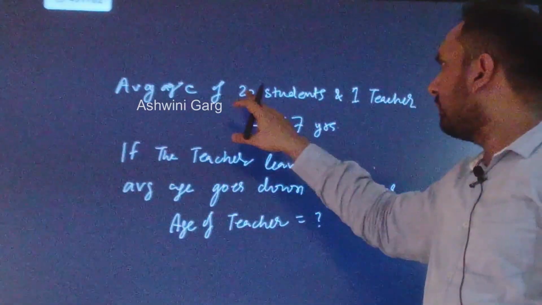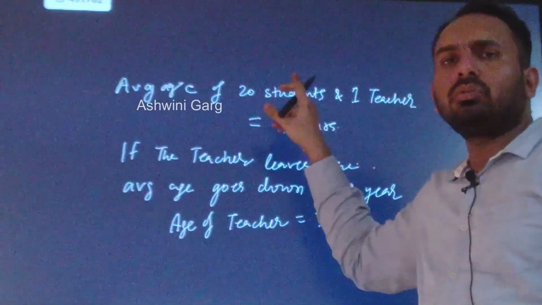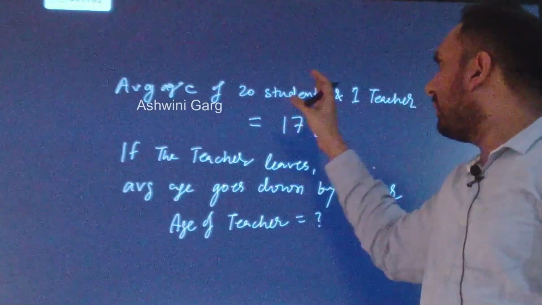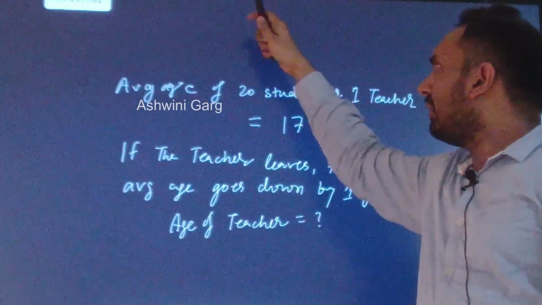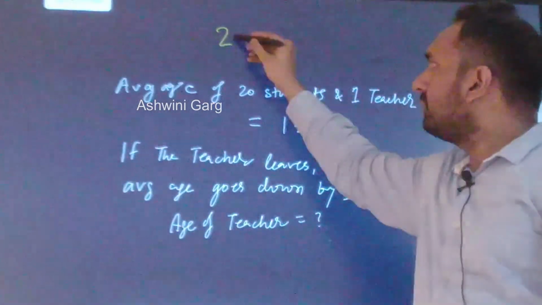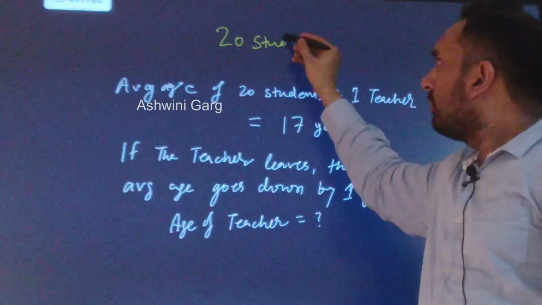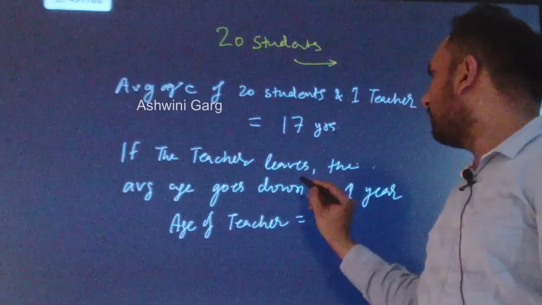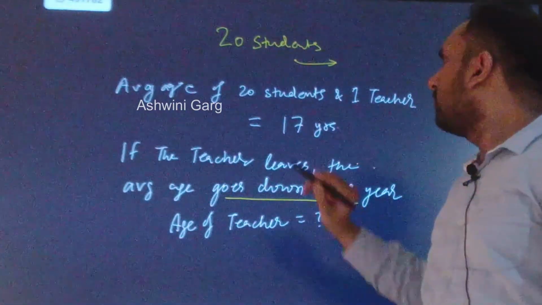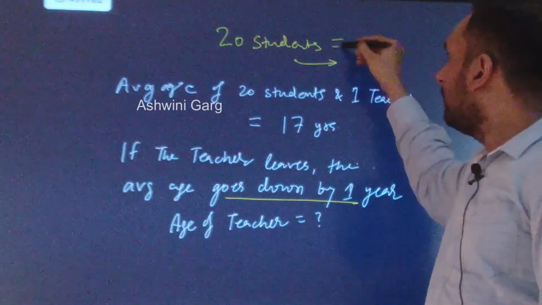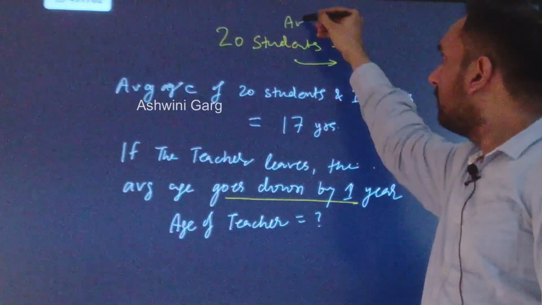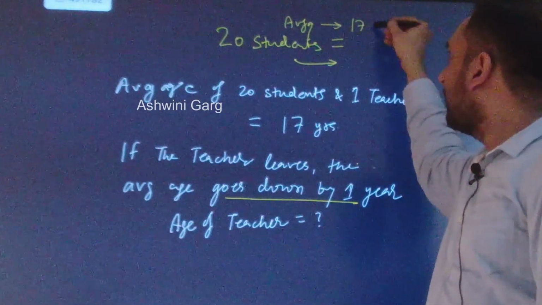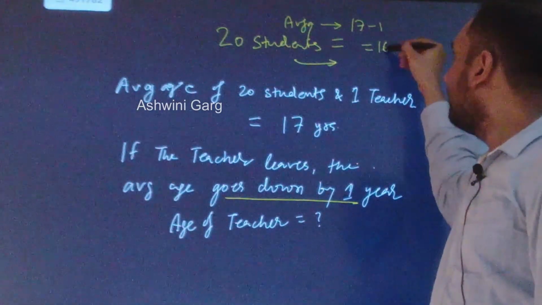Out of these total 21 people, meaning 20 students and 1 teacher, the average age is 17. If I remove the teacher, can I say I will be left with 20 students only, and the average age must be going down by 1? So the average age for these 20 students must be 17 minus 1, which is 16 years.